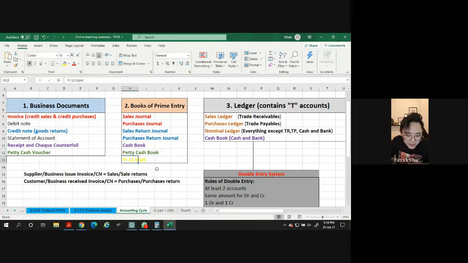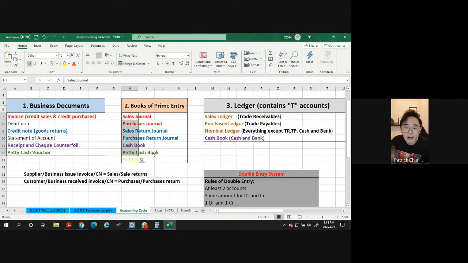All right. And you see that the last one, the yellow color down there, I put year 11 topic. Technically, this is general journal. So this is general journal. And that's going to be our next class. All right. So mainly I'm going to focus on these few things only.